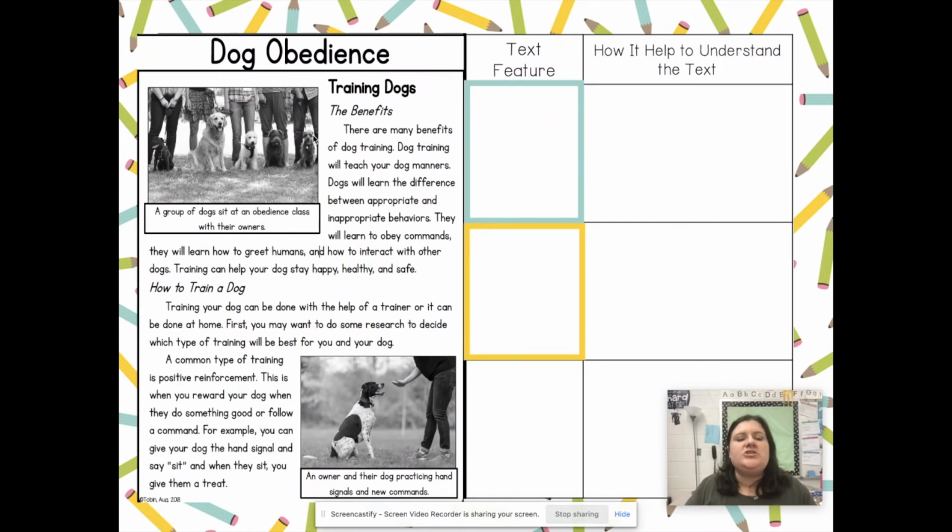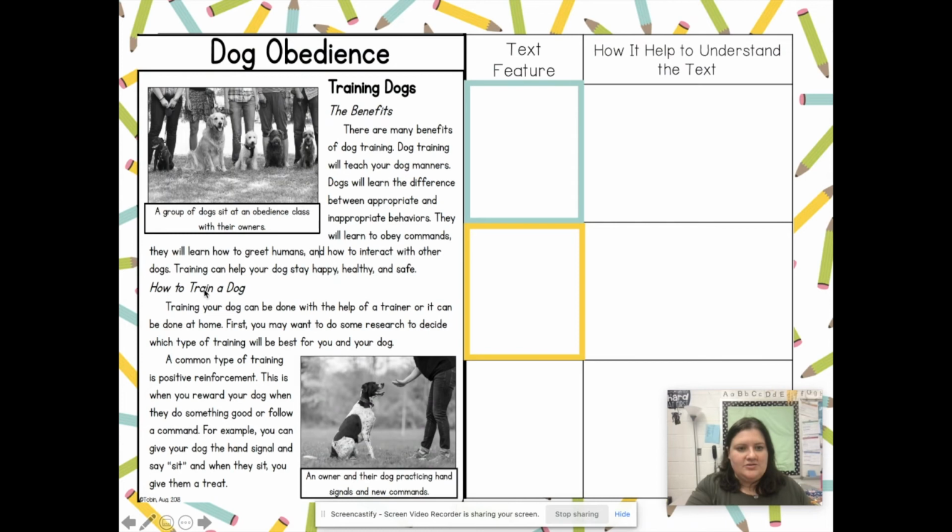So the first thing I'm going to do is go ahead and read the story to you. Dog Obedience. Training dogs. The benefits. There are many benefits of dog training. Dog training will teach your dogs manners. Dogs will learn the difference between appropriate and inappropriate behaviors. They will learn to obey commands, and they will learn how to greet humans and how to interact with other dogs. Training can help your dog stay happy, healthy, and safe. And then this is a photograph of a group of dogs at an obedience class with their owners.